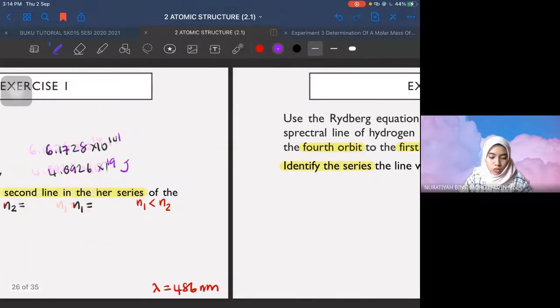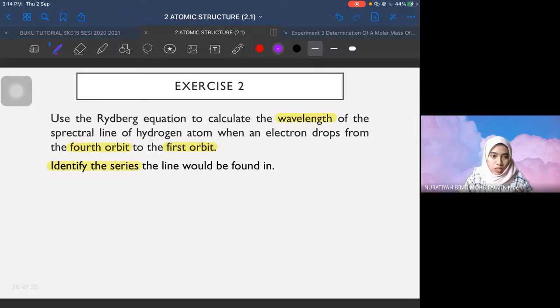Okay, yang ni saya rasa awak dah boleh buat lah. Dah pandai kan? Okay, for this exercise, ada tak orang yang dah buat? Exercise ni macam mana kita nak jawab ni? Use the Rydberg equation to calculate the wavelength of the spectral line of hydrogen atom when the electron drops from n equals to 4 to n equals to 1.